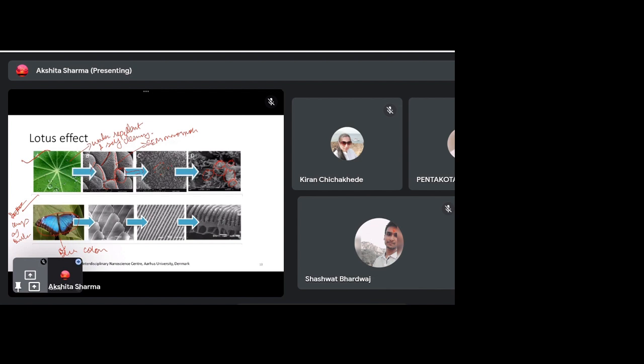We can see that when we zoom in, this is a special butterfly, which imparts blue color. It is called Menelaus blue morpho. It is its scientific name. So when we zoom into its wings, we see long tube-like structures, and then we go for higher magnification.